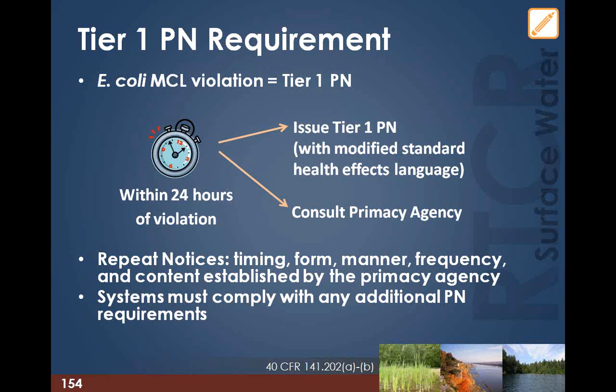And then the systems must comply with any additional public notification requirements that the state has. And there are acceptable forms of delivery for public notification. Those have also not changed. Those are the same as under the 1989 TCR, but states are allowed to identify additional delivery vehicles for that public notification.